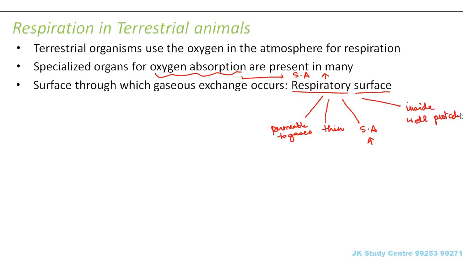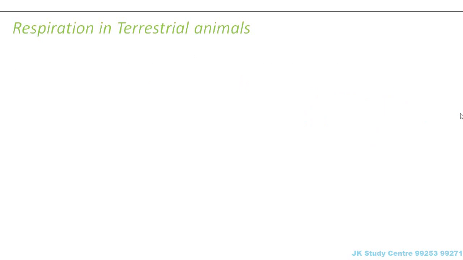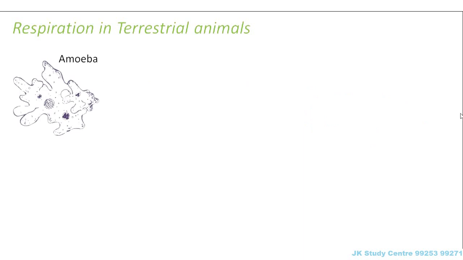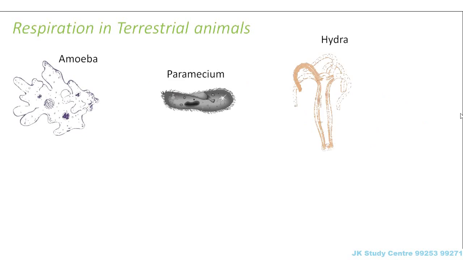With this, let us look at some of the terrestrial animals and what kind of respiratory system they have. Let us start with the simple organisms like amoeba, which is a unicellular organism. Amoeba, paramecium, hydra. These are some of the lower animals, that means they are simpler animals. These animals do not have any specific organ for respiration. So how does respiration take place? Respiration occurs through the body surface. That means the exchange of gases happens through the surface of their body. The surface of their body itself acts as the respiratory surface. So they do not have any specialized organs.